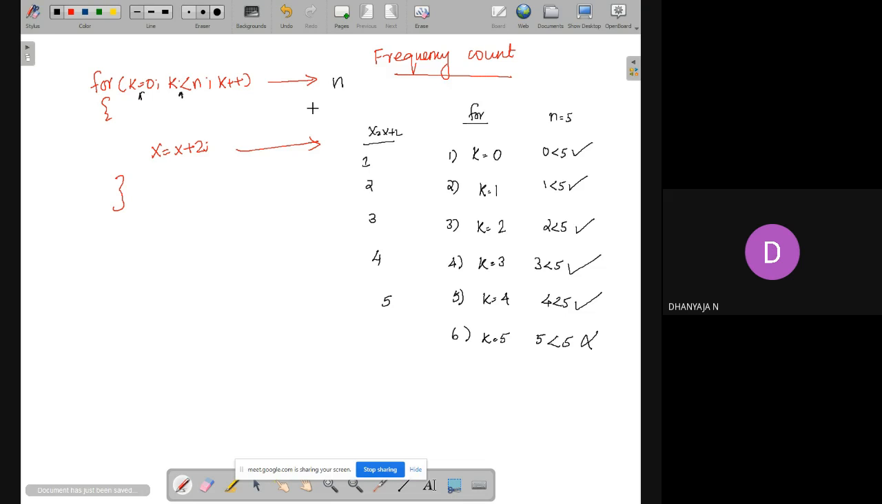Yes. Okay. Now tell me how many times the for loop is executing and how many times x equal to x plus 2 is executing? How many times is the for loop executing here? N plus 1 times. Okay. How many times is x equal to x plus 2 executing? N times.